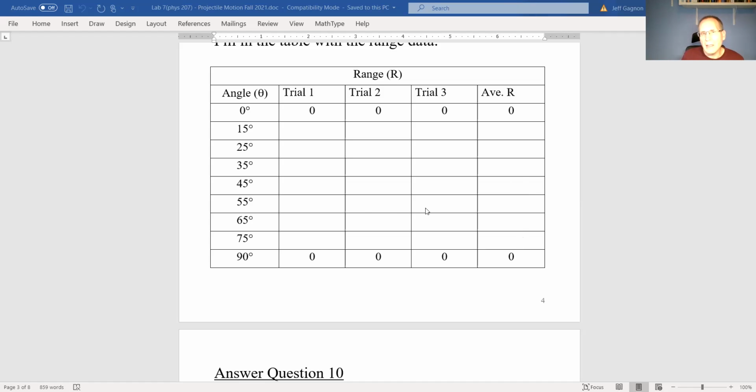Okay, so get that data. If you're watching this because you missed lab, get that data from your lab partners. If not, contact me and I can give you some data for this.